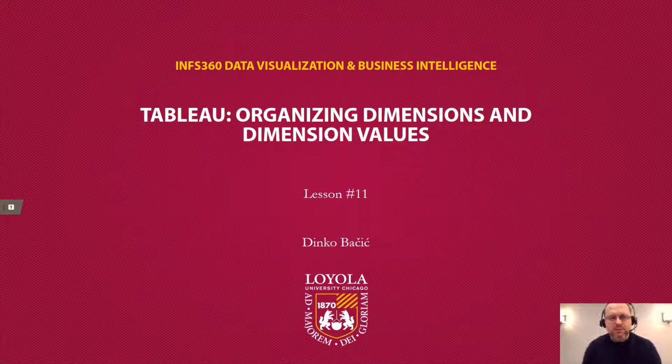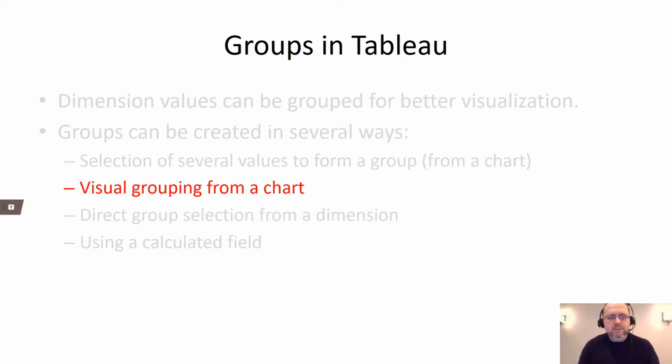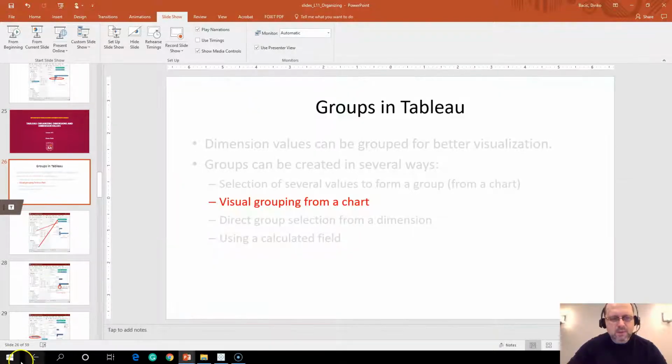We are still talking about how to use Tableau to organize dimension values, and in this video, instead of selecting several values from a dimension to form a group, we're going to use a chart for that. We're actually going to focus on the visual component and select it to group using the chart. I know it sounds confusing, so let's use Tableau to show you what I mean.